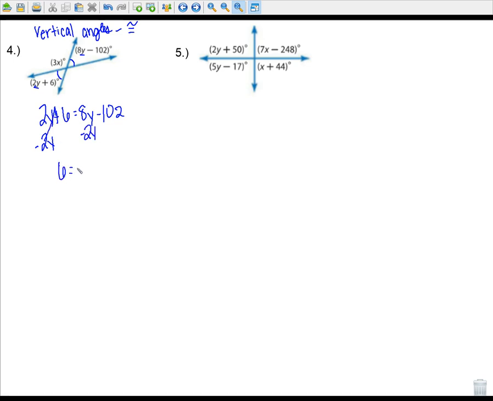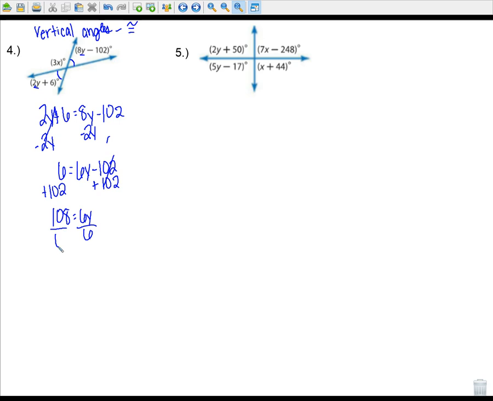This is going to be 6 is equal to 6y minus 102. And the next step here is to add 102 to both sides. So here we are going to get 108 is equal to 6y.